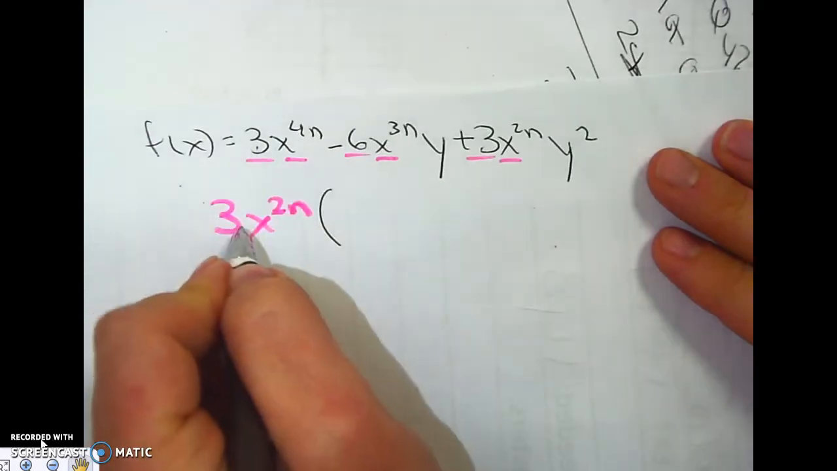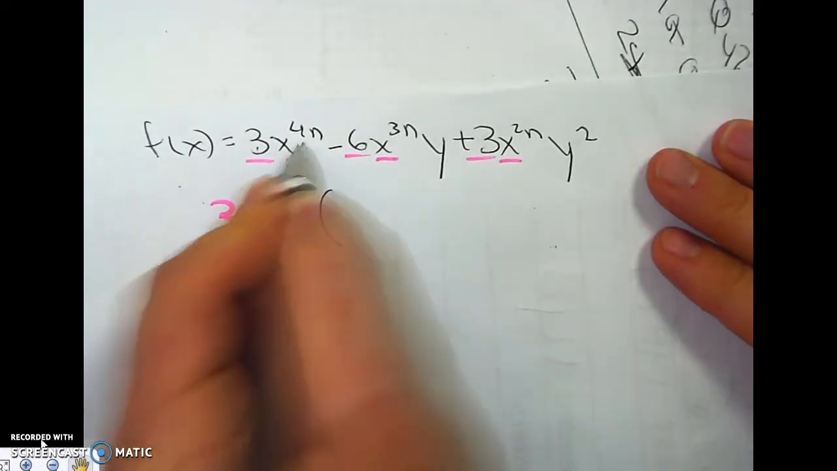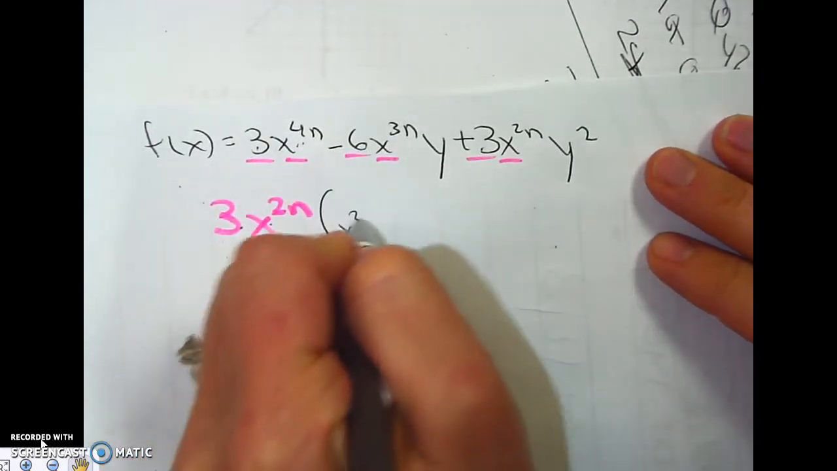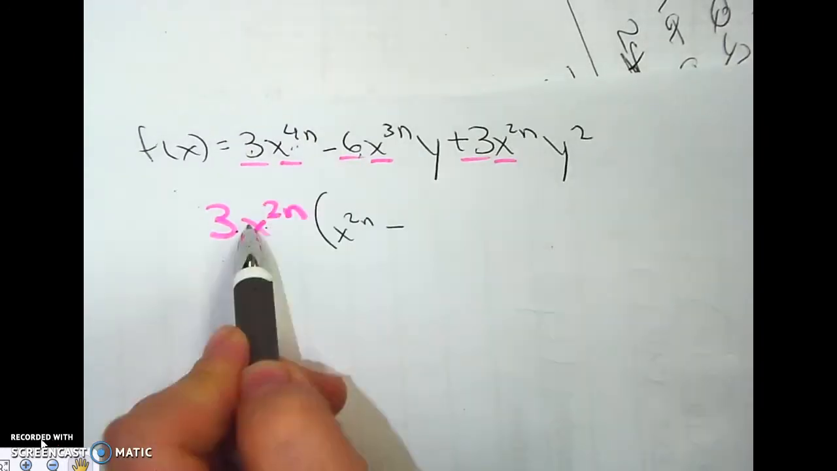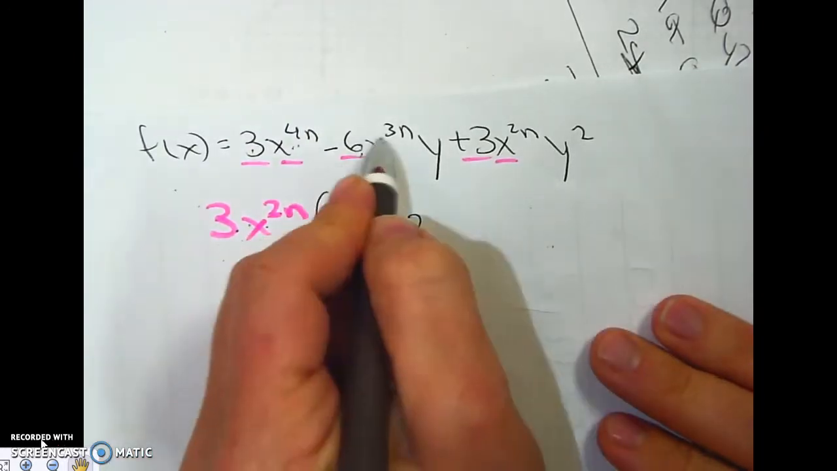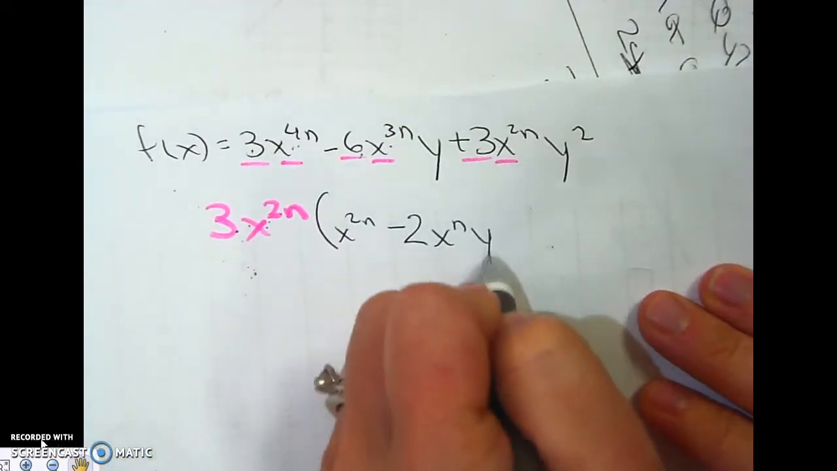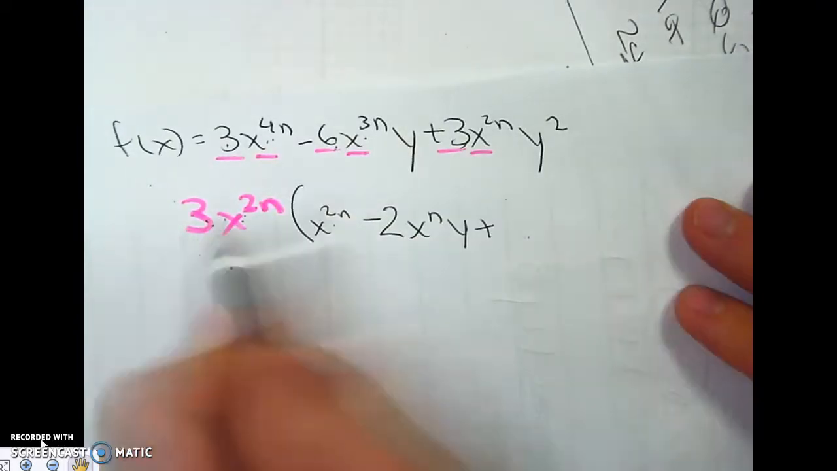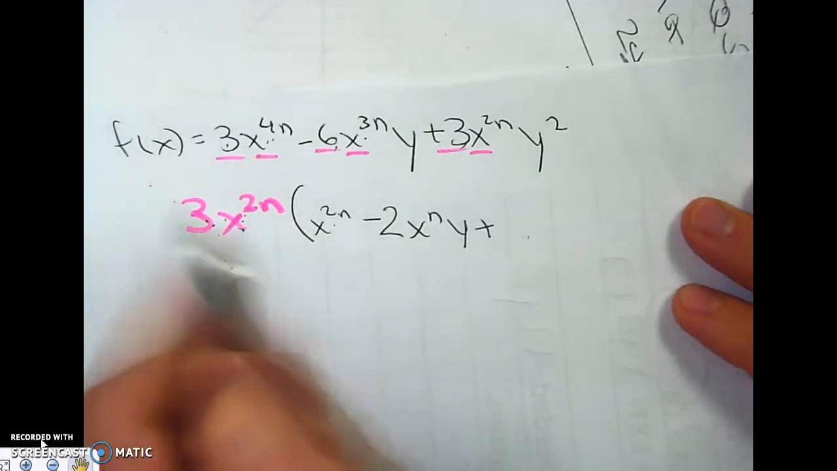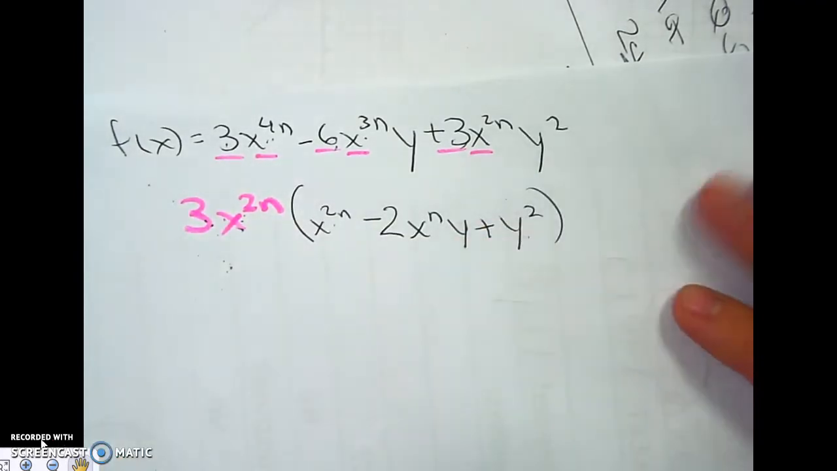I divided out the 3, so I'm left with 4 n's. I took out 2. I have 2 left. 6 divided by 3 is 2. I had 3 n's. I take out 2 n's. I have 1 n left, and then the y. I divided out the 3. I had 2 n's. I took 2 out. I have none left.